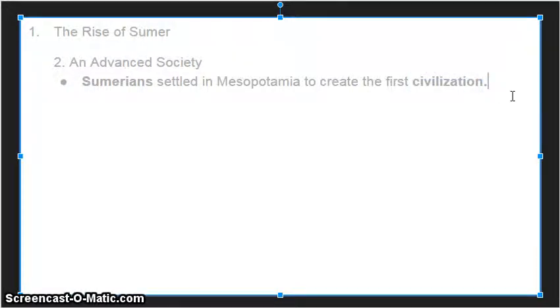Okay? So we talked about people settling in Mesopotamia. We've already talked about that. We talked about why they settled there, the rivers, all that kind of stuff. The name of the group of people, so this is new information, were the Sumerians. Okay? So it's the same people that we've already talked about. Now we're just giving them a name, and we're giving their society a name, and it was called Sumer.